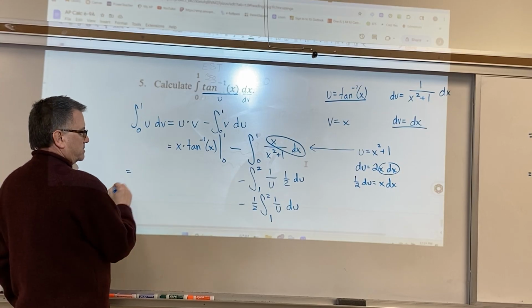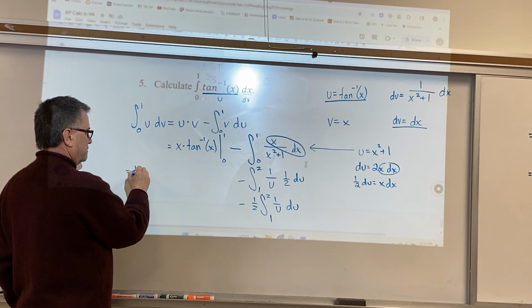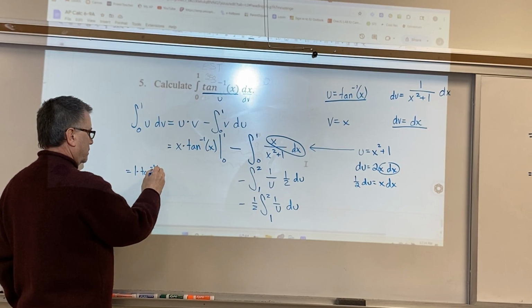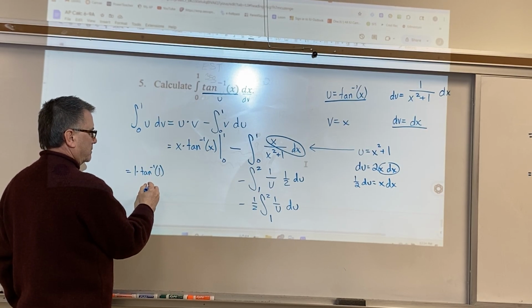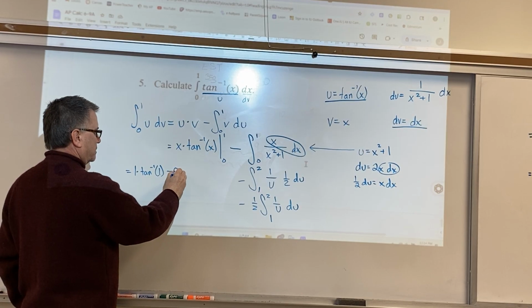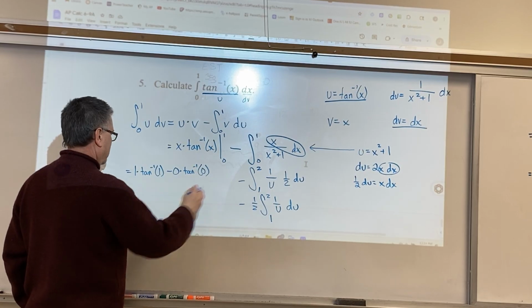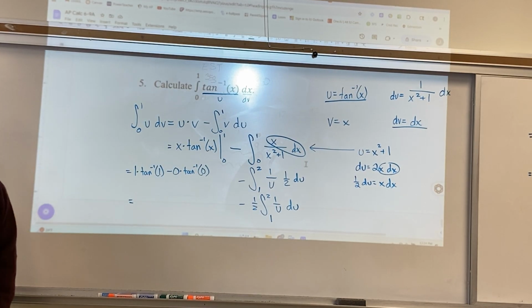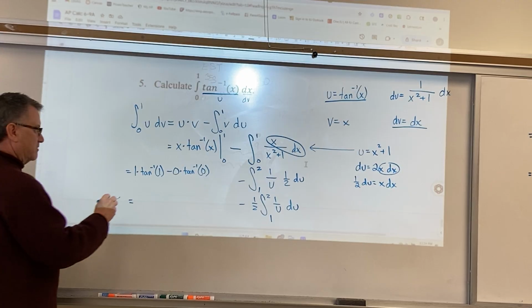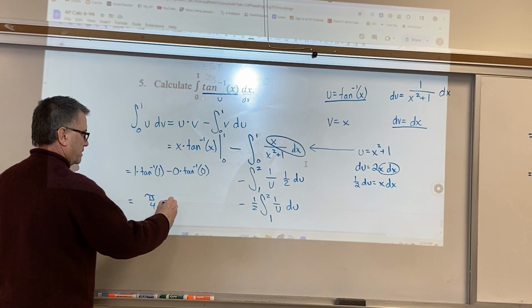What I haven't done yet is plug this in. The top is 1 times inverse tangent of 1, minus 0 times inverse tangent of 0, which doesn't matter; that's just going to be 0. Does anybody know what the inverse tangent of 1 is? What angle causes tangent to be 1? 45 degrees, my favorite angle, where sine and cosine are the same. That's pi over 4.